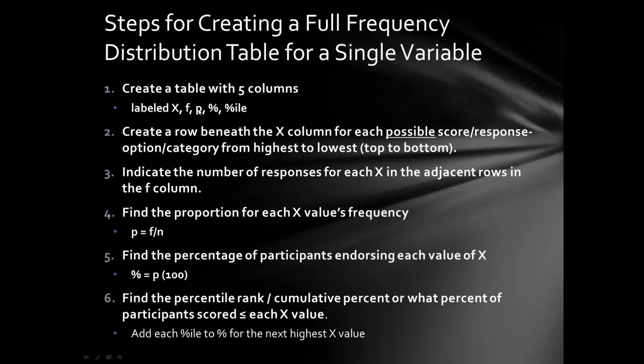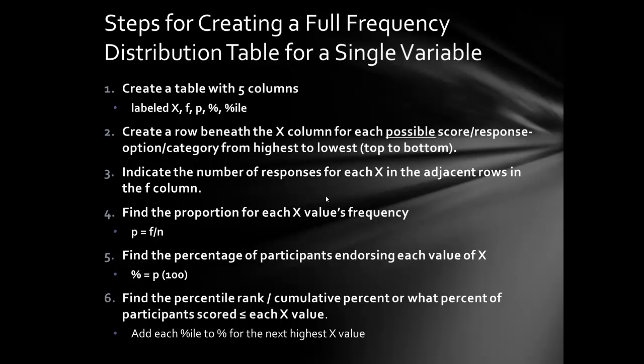These are the labels along the top row of the column. Then you want to identify the highest and the lowest values in your data set. And you'll create a row beneath the X column, or that first column that you created, for each possible score or response option, and from highest to lowest, top to bottom. Now, it's important to note that you may have some gaps in your data set. Like you may have some scores that are 5s and 4s and 2s and 1s with no 3s, but you still want to include that 3 in your frequency distribution table.